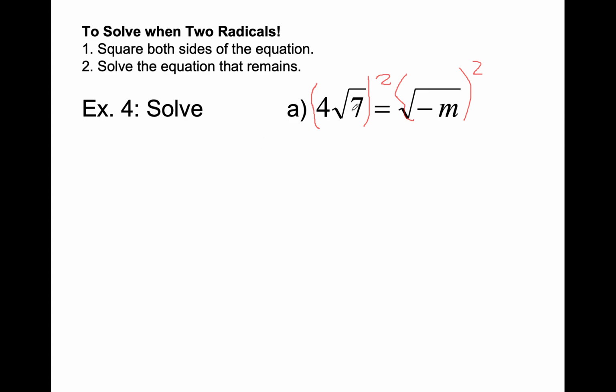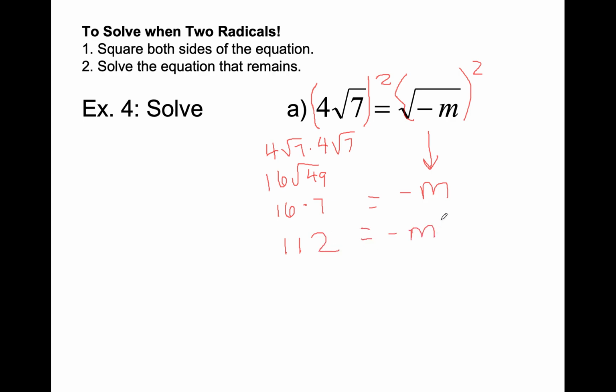This side, 4 square root of 7, you're not just squaring that square root, you're also squaring that 4. So one thing you can do is rewrite this as 4 root 7 times 4 root 7. That is 16 root 49, or 16 times 7, and that should equal radical negative m squared. That just cancels out the radical, so I'm left with a negative m. Well, 16 times 7, that's 112, and that's equal to negative m.